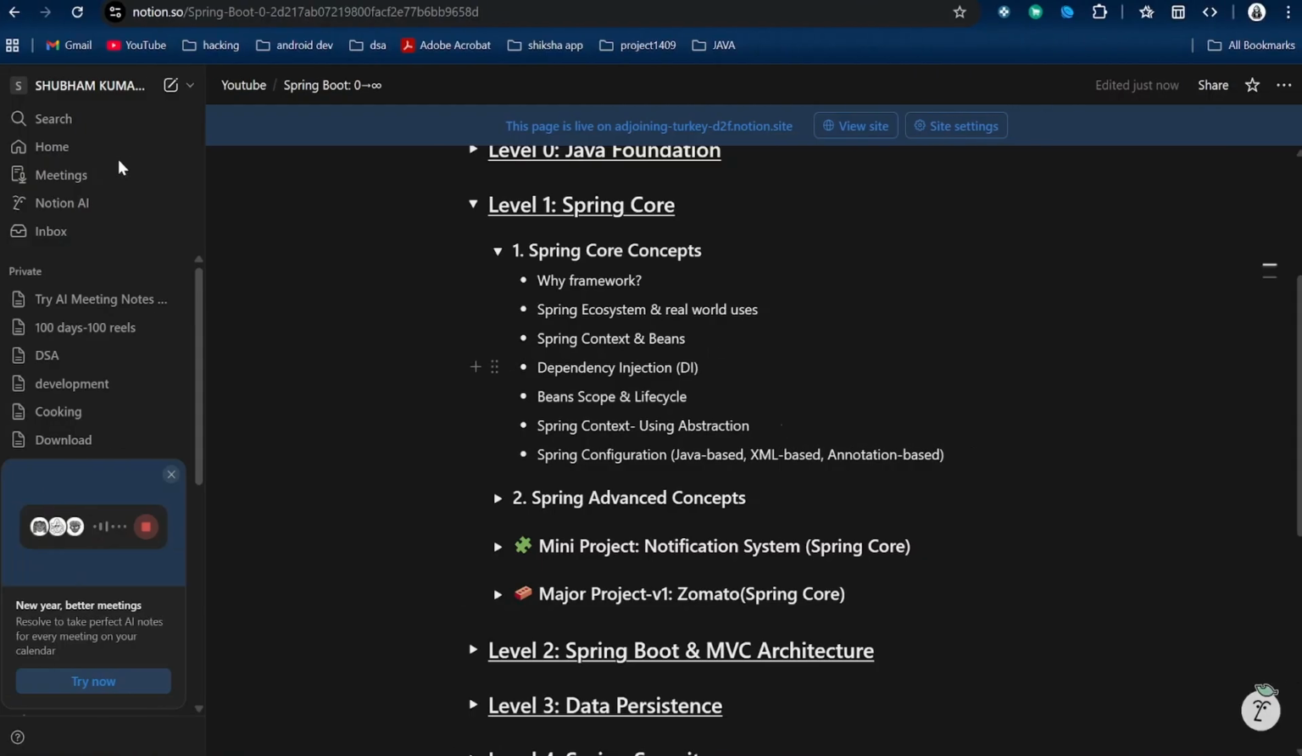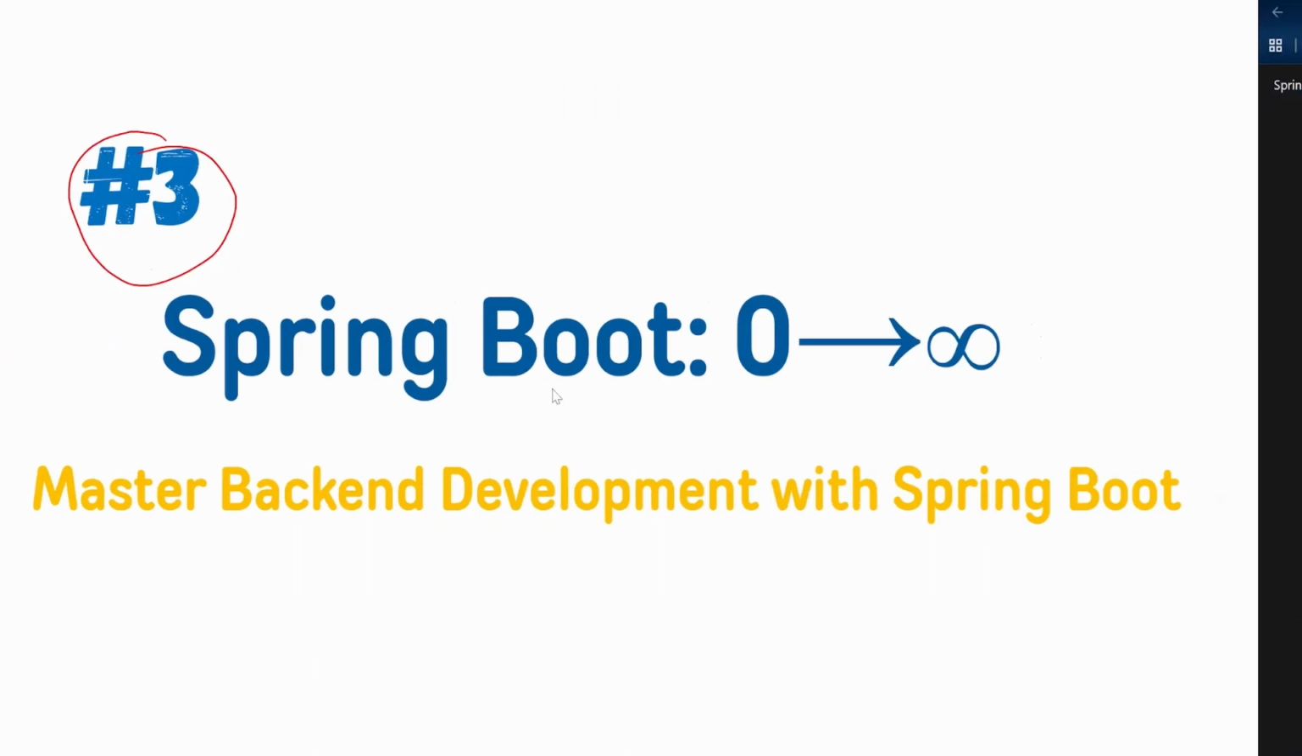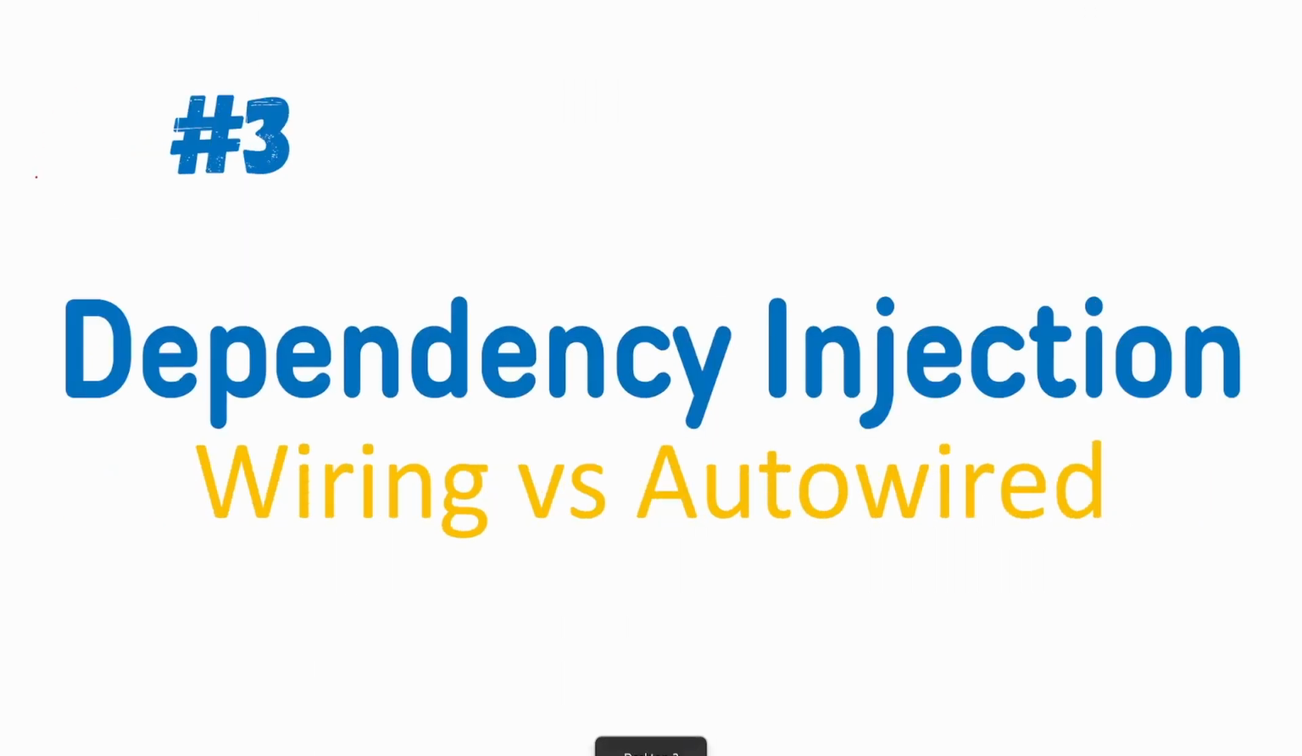Previously, in the previous two videos, we have already learned about what is a framework, why a framework, the Spring ecosystem, and real world use cases. In the second video, we learned about the Spring context and beans, and the different methods of creating beans. So, what are we going to learn in today's video? In today's video, we are going to learn about dependency injection and the different methods of dependency injection in Spring.